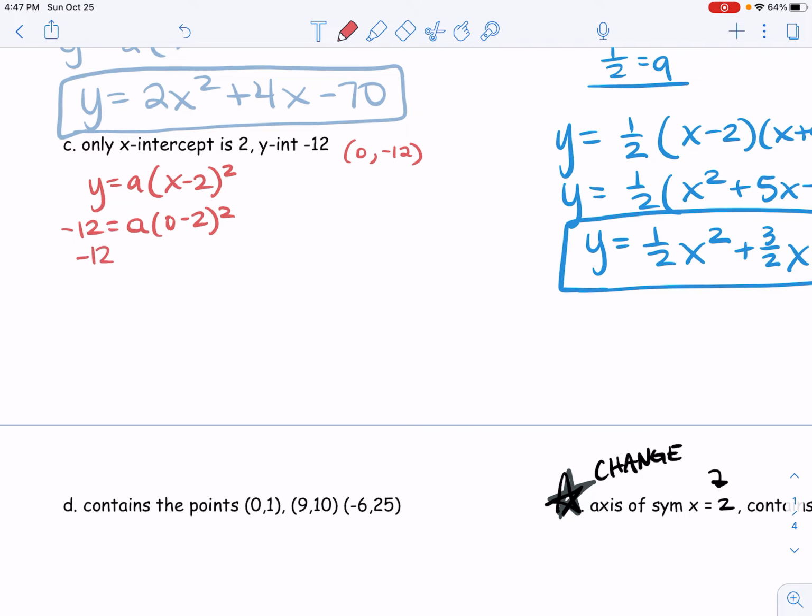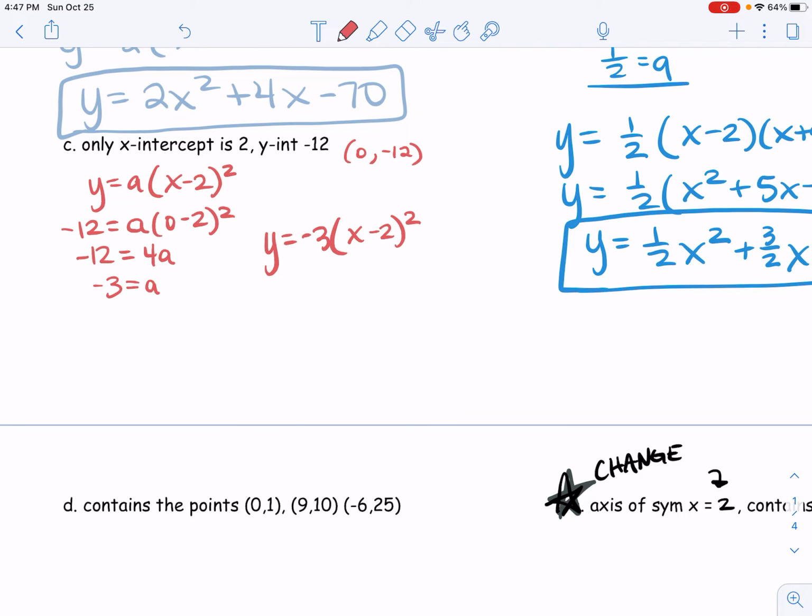So this is going to be negative 12 equals 4a. So a is equal to negative 3, which makes sense because my y-intercept is negative and my x-intercept is 2. So it makes sense that this should be opening downward. And so putting it all together, now I have y equals negative 3 times (x minus 2) squared.